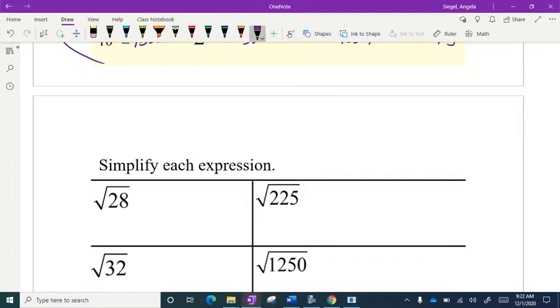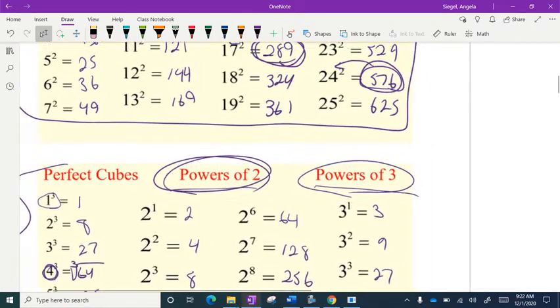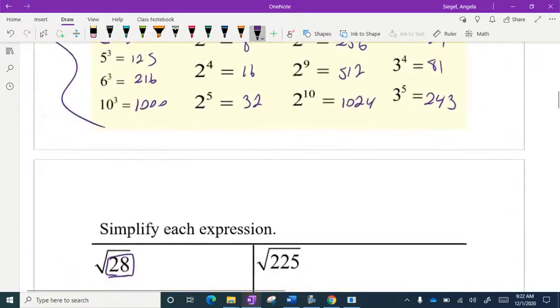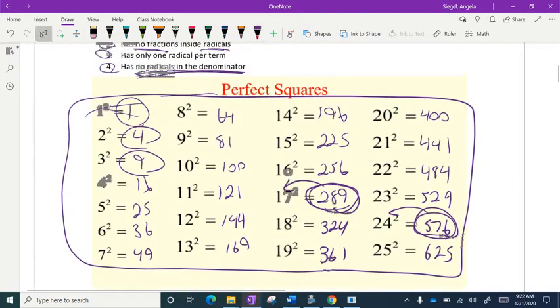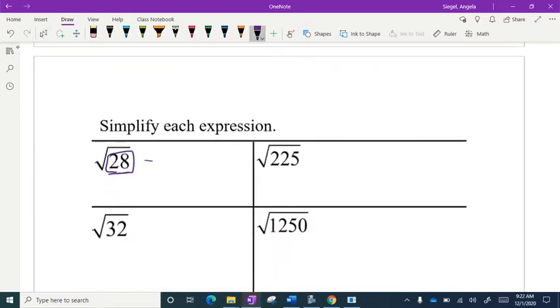We're going to simplify each expression. The first thing going through my mind is I want to find a factor of 28 that's a perfect square, and I want the biggest factor of 28 that's a perfect square. So I'm going to go up to my perfect square list. 1 doesn't really count because it goes into everything. Does 4 go into 28? Does 9 go into 28? Does 16 go into 28?